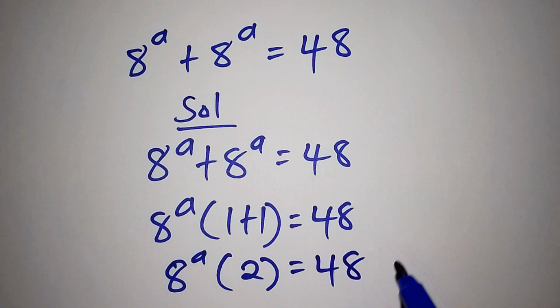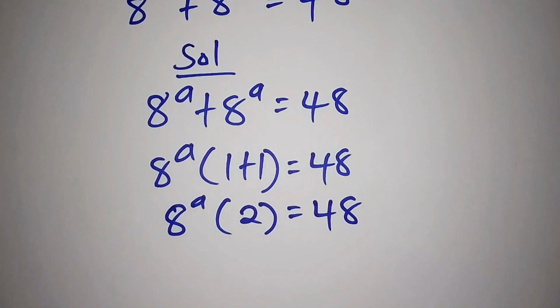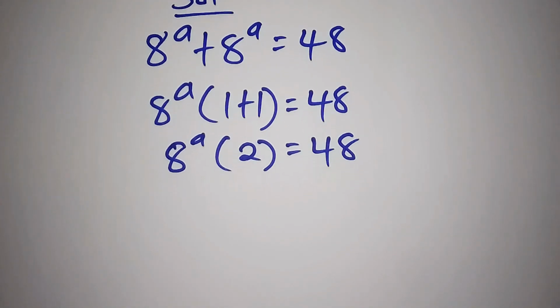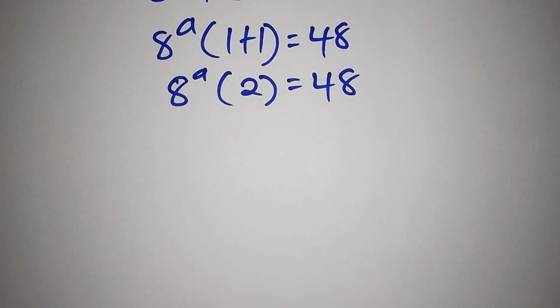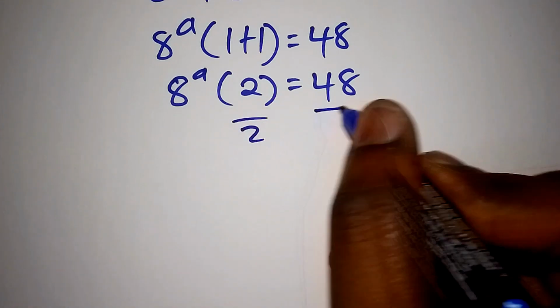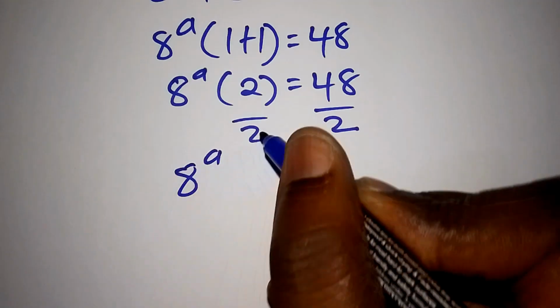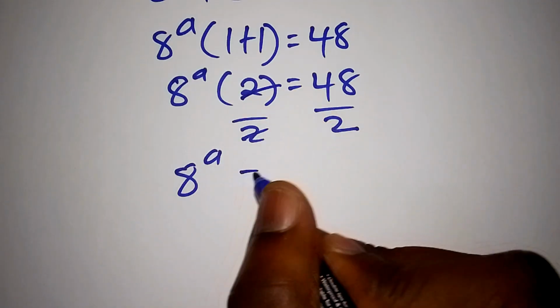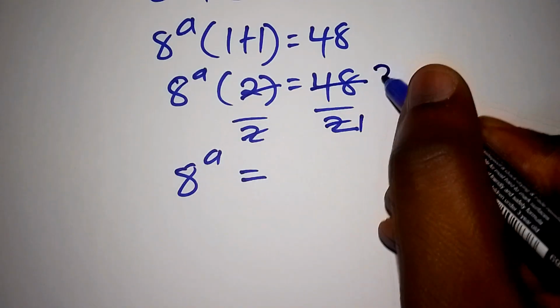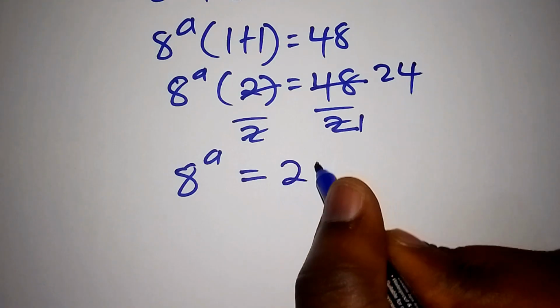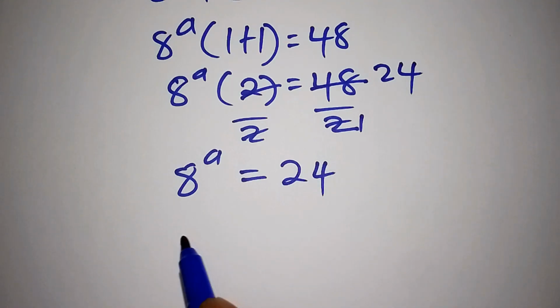Now we shall divide both sides by 2. So here by 2, and here also by 2. Now 8 to the power of a, the 2 by 2 shall cancel, equals, 2 into 48 comes 24. So we shall still have to find the value for a.